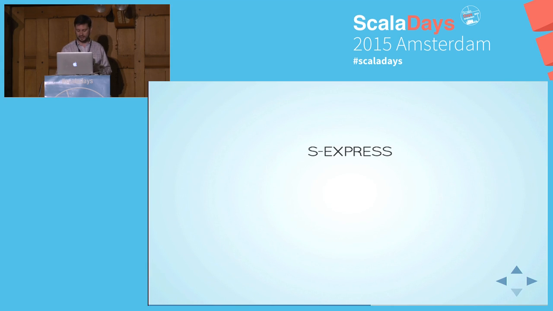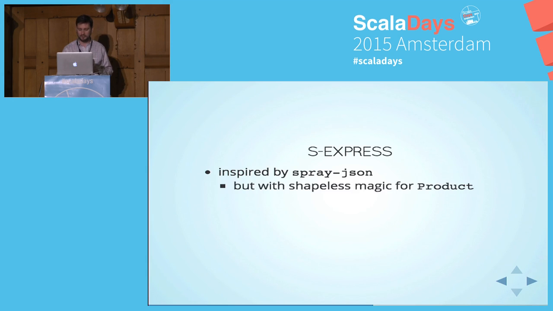And the way we implement that is with a standalone module within Ensime called S-Express. It's inspired by Spray JSON, which I think is a beautiful library. But we've got Shapeless magic. Thanks, Miles. Which means that you don't need to write lots of boilerplate for your product classes. It's not as smart as it could be because I wrote this before Shapeless 2.1 was released. But we've implemented some of the better stuff in the next slide.